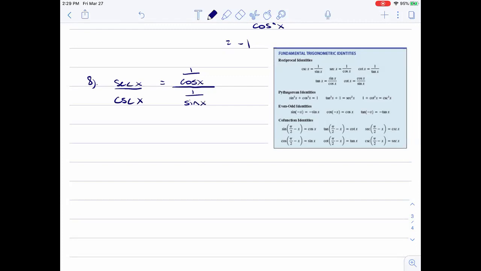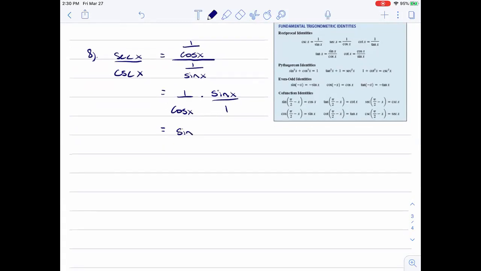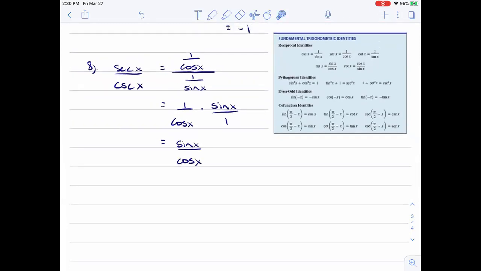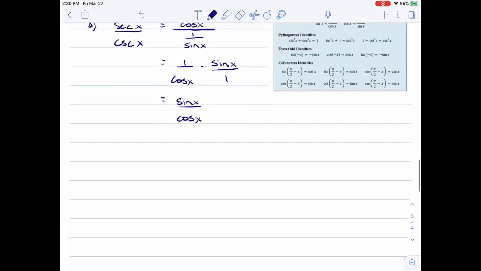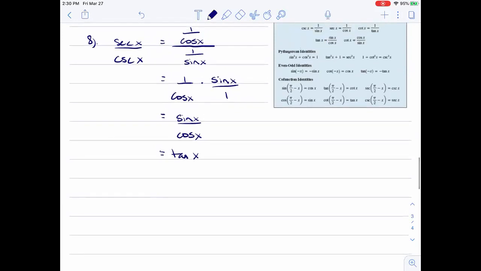What's nice here is we've got a fraction over a fraction, which we've worked a lot with. So 1 over cosine x, we know how to deal with this, times, and then flip and multiply, sine x over 1. This works out to be just sine x over cos x, which looks like tan x to me, right? So to simplify it even further, we would put it in terms of just tan x. Nice.